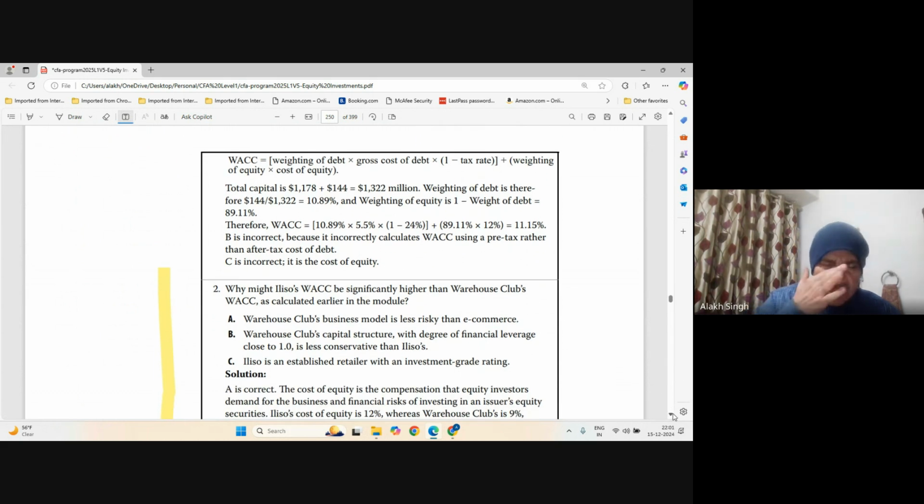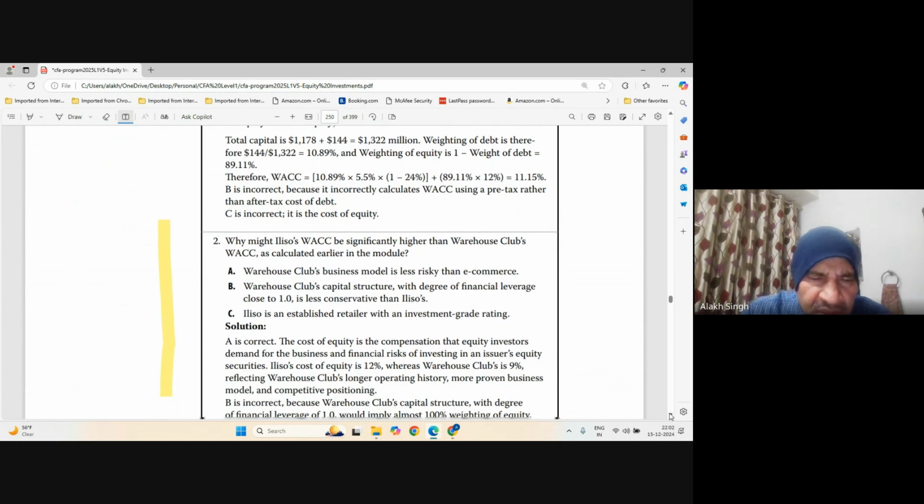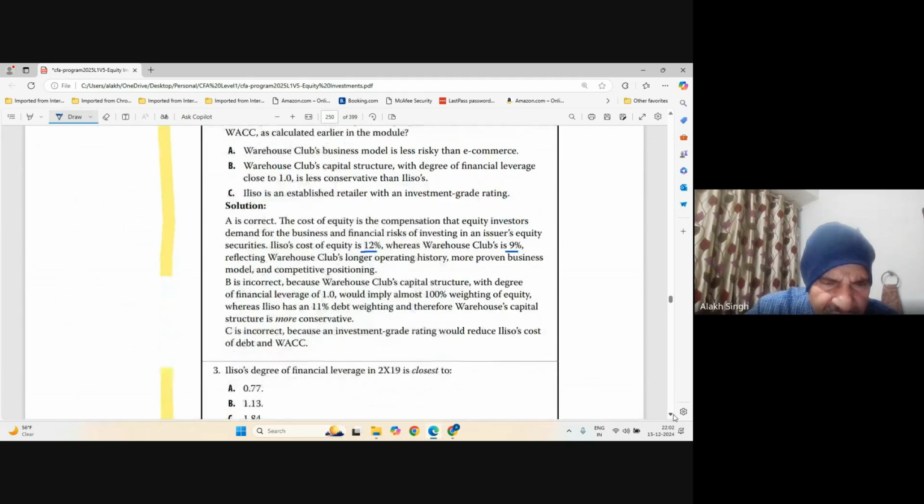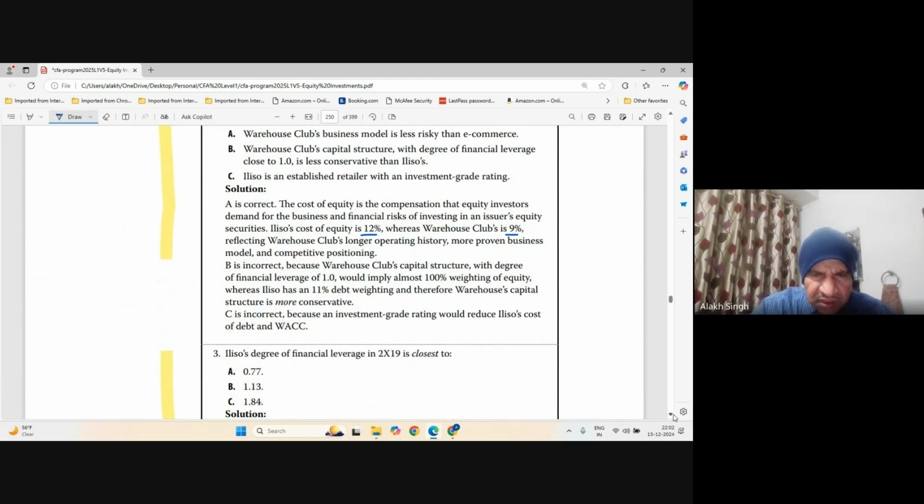A is correct. Okay, A is the correct answer because we did not actually calculate. The cost of equity is the compensation that an equity investor asks, and if it is more risky, then the cost of equity is 12%. Oh, so it is given actually. So this 12% was given here. We needed to look at it, and we didn't, so that's fine. Cost of equity is only 9%.